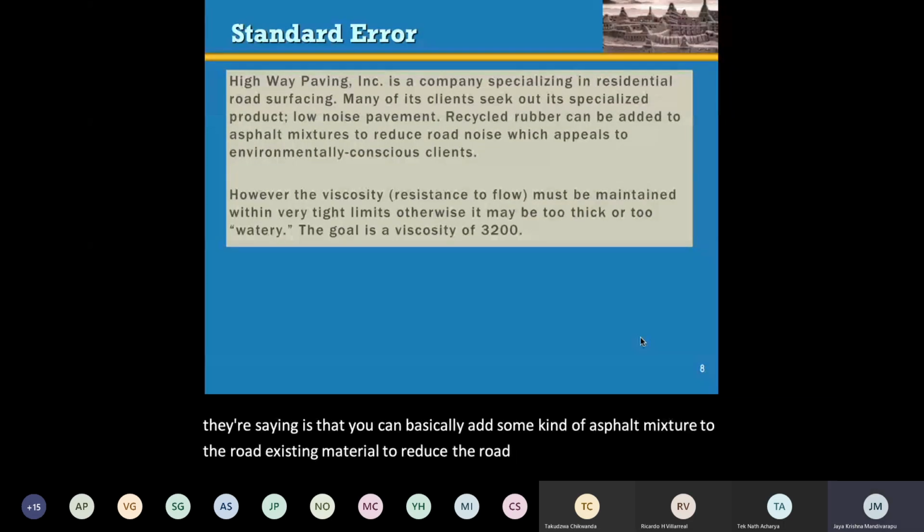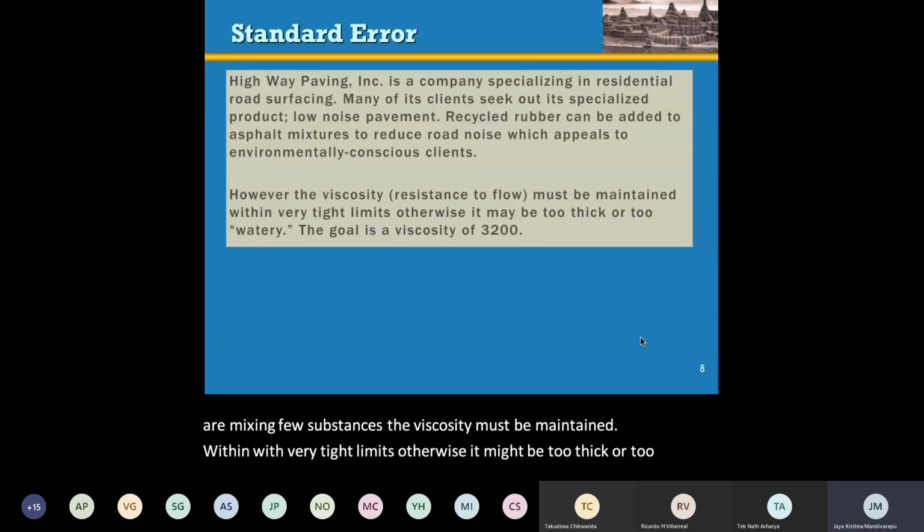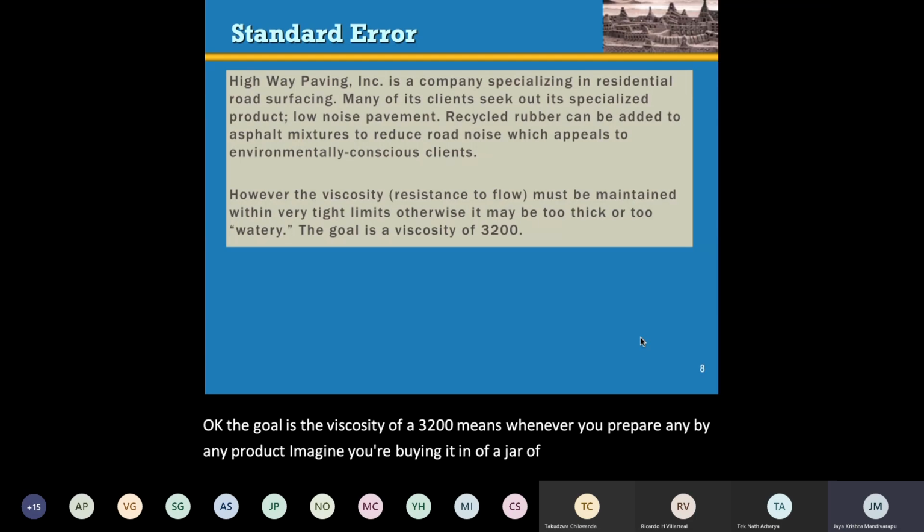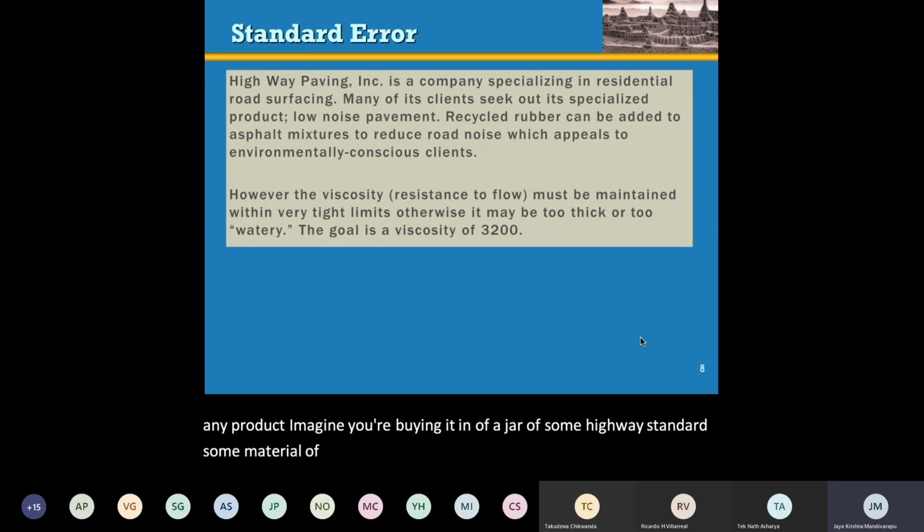However, if you are mixing a few substances, the viscosity must be maintained within very tight limits, otherwise it might be too thick or too watery. The goal is a viscosity of 3200. Whenever you buy any product, imagine you are buying a tin or a jar of some highway standard material of this mixture, you should find the viscosity of 3200, otherwise your product is very bad.